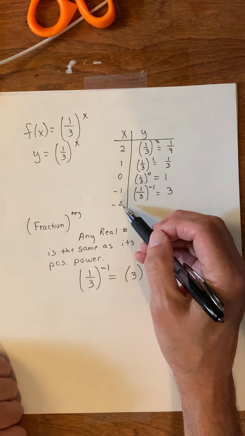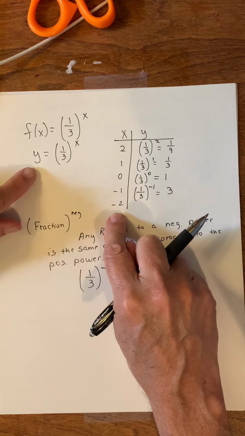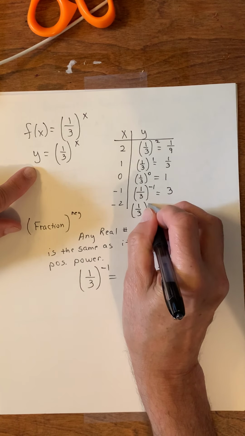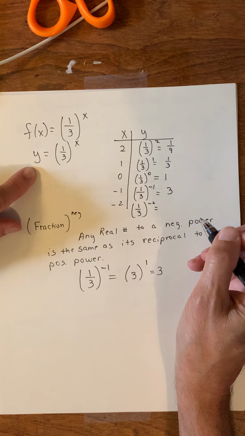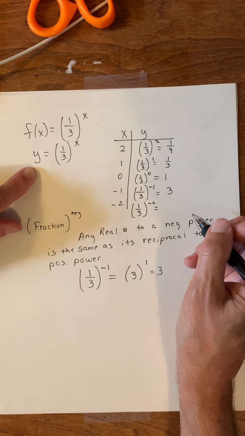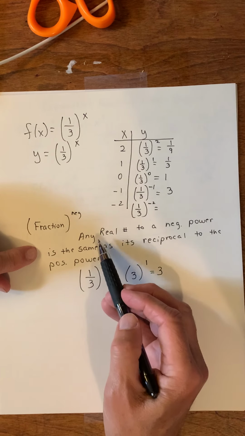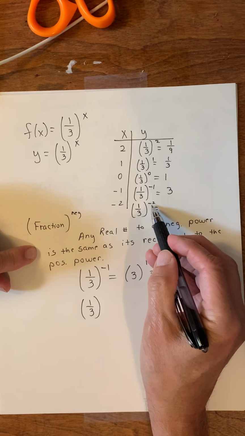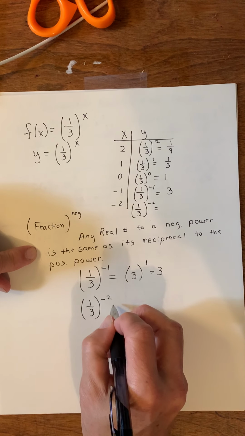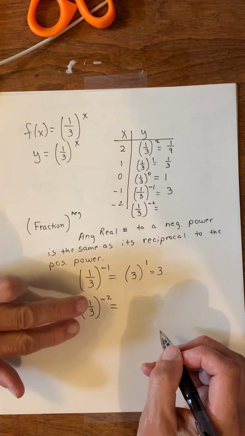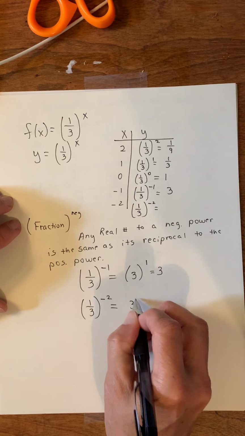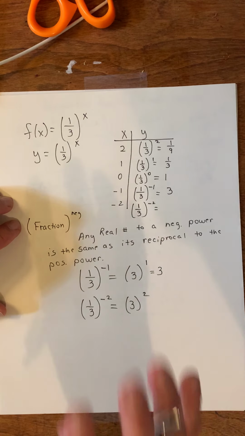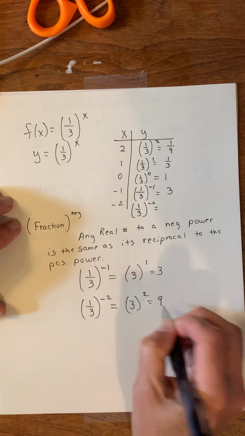Okay, let's do this one. Let's let x be -2. Y is 1/3 to the -2 power. I wonder what that's going to be. Let's find out. Let's use this principle. Any real number to a negative power is the same as its reciprocal, there's the 3 again, to the positive power. Hey, 3 squared? No problem, I can handle that. 3 squared is 9.